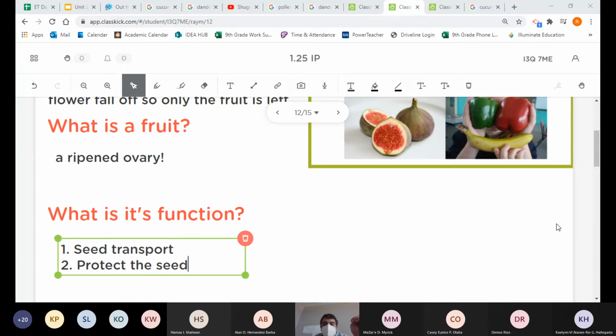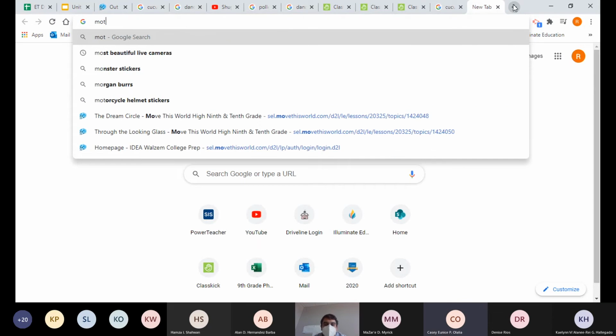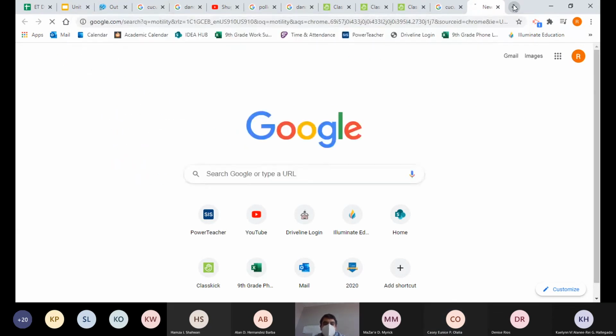Mr. Martinez, you said that plants can't move, but don't Venus flytraps move? Do they move? What do you think? Don't they move to like open up and catch a fly? They do, but what?